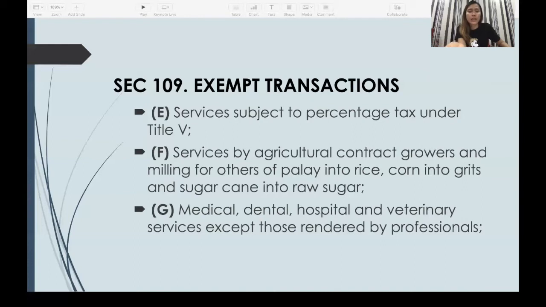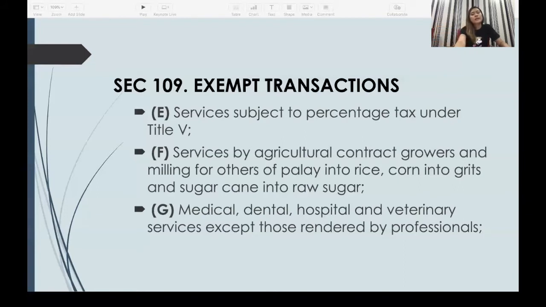Here naman sa milling, if you're a miller and rendering services other than these three, yung palay into rice, corn into grits, sugarcane into raw sugar, your services will be subject to VAT. Limited lang kasi yung VAT exempt under sa milling. Dapat ito lang tatlo. Kung meron pang iba na milling activities, subject for VAT na yun. Let's say, for example, milling a flour, VATable na yun.